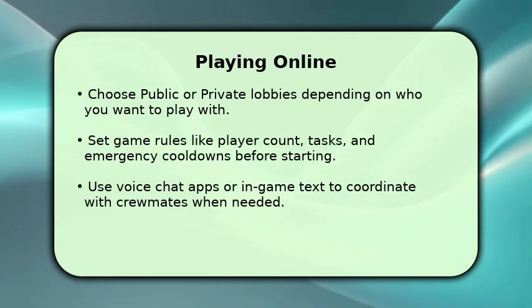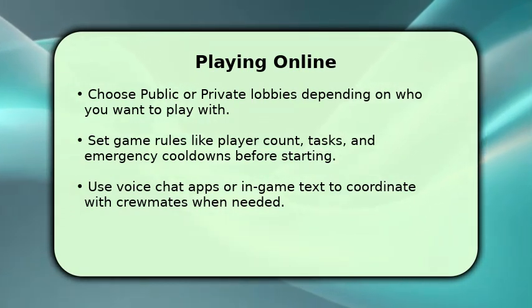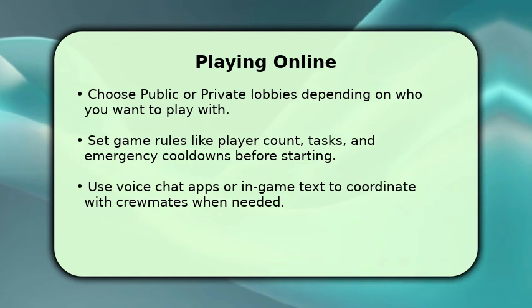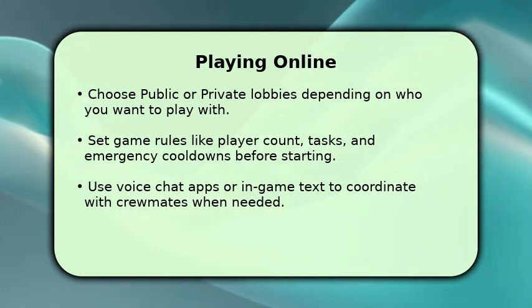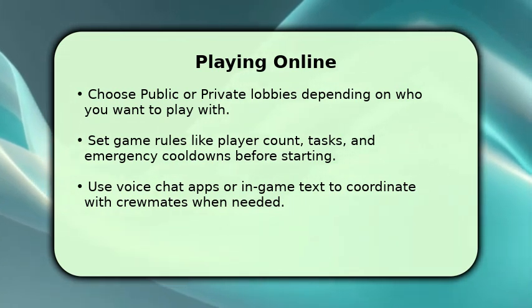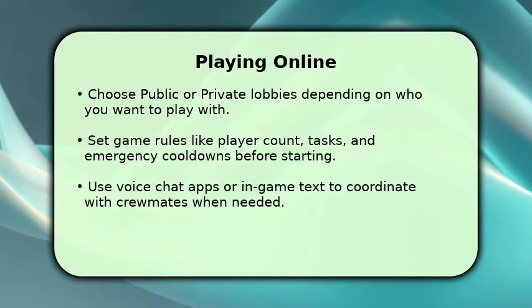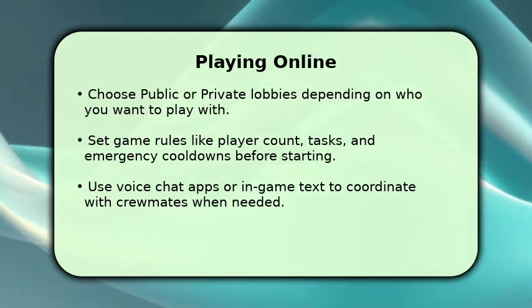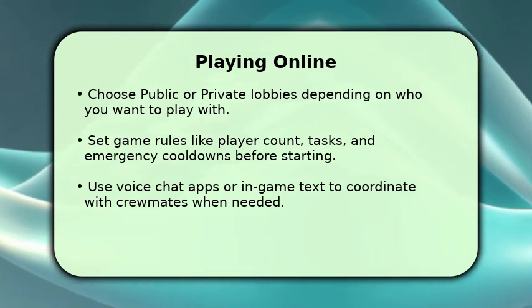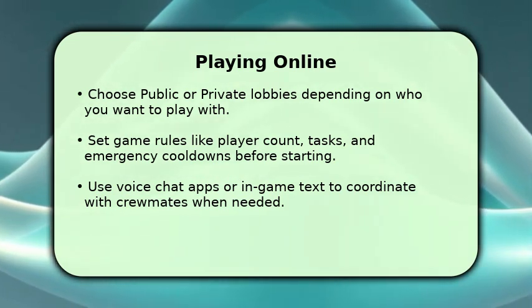Joining an online game is simple and social, and it keeps the game fun. From the main menu, pick Online, then choose Public to jump into mixed lobbies or Private to play with friends using a code. Adjust lobby rules, player number, imposter count, task difficulty, and meeting cooldowns. If lag appears, switch to lower graphics or close background apps, and consider using a stable Wi-Fi connection for consistent gameplay.